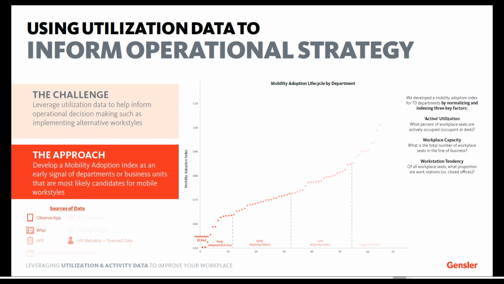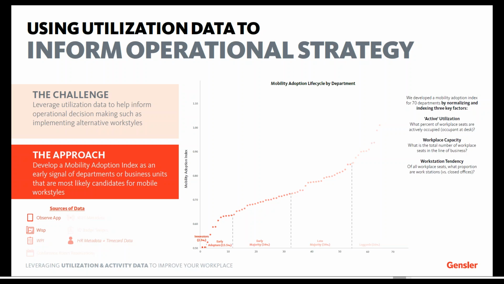And so what we did was we put together what we called a mobility adoption index. It used data for utilization as well as some information around these different departments in the company. So, what type of space do they use or do they need for a workplace? How large are they? It's probably easier to implement things across a smaller group than a very large group that's spread out.